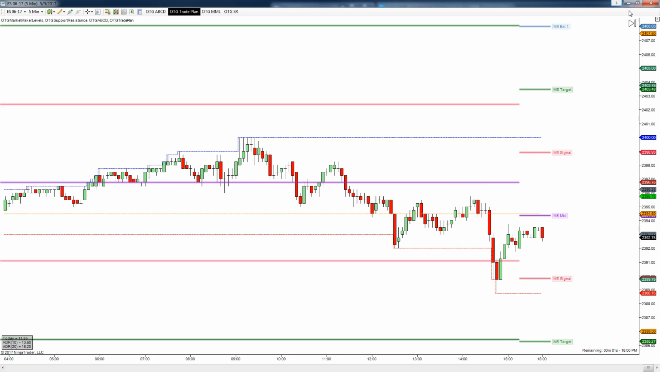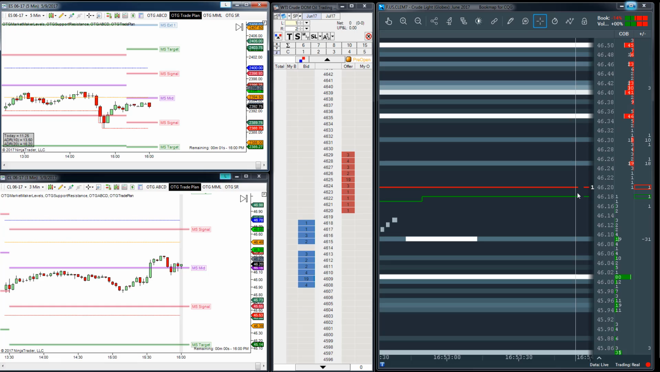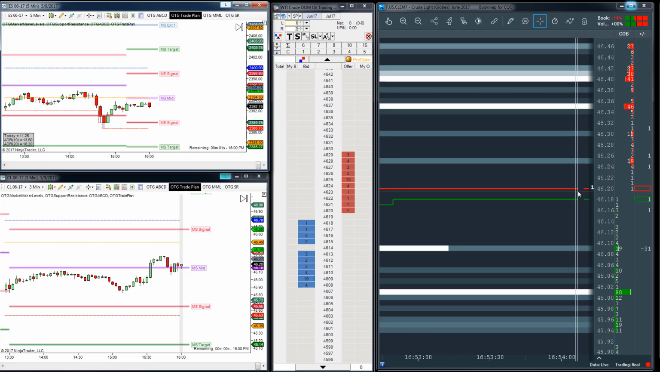So again, this is not complicated, but not easy. And we're going to spend one training session going through. We're going to teach you how to draw the levels. We're going to teach you how to apply the levels. We're going to teach you the context. We're going to show you how to interpret the order flow around those levels so that you can make good decisions. And that's what this whole training is going to encompass here on May 25th.